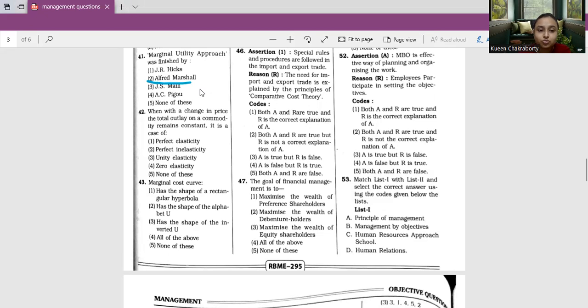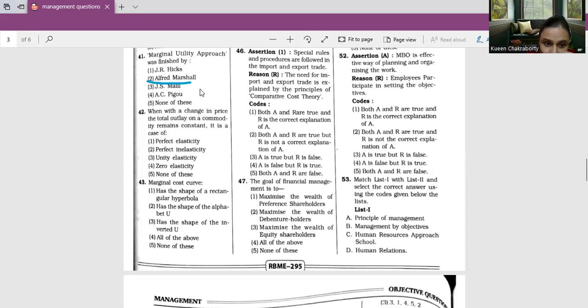Next, moving on to question number 42. When, with a change in price, the total outlay on a commodity remains constant, it is a case of perfect elasticity, perfect inelasticity, unity elasticity, zero elasticity, or none of these. Now, coming to the answer, demand is unit elastic when the total outlay does not vary with the change in price of the commodity.